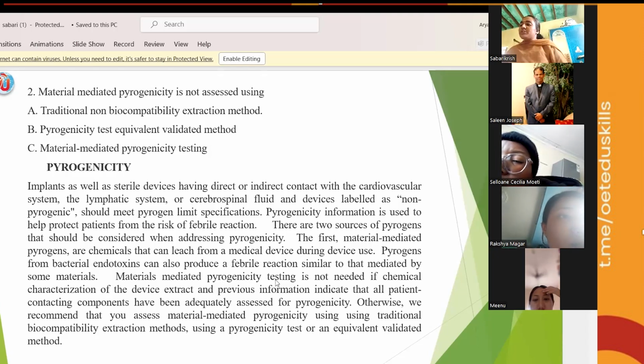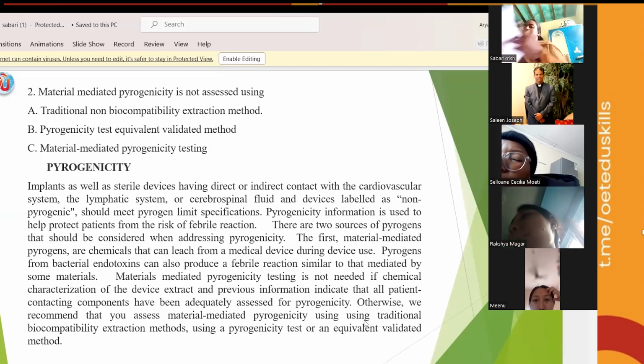Material mediated pyrogenicity testing is not needed if chemical characterization of the device extract and previous information indicate that all patient contacting components have been adequately assessed for pyrogenicity. Otherwise, we recommend that you assess material mediated pyrogenicity using traditional biocompatibility extraction methods, using a pyrogenicity test or equivalent validated method. So here, what is the question stem?